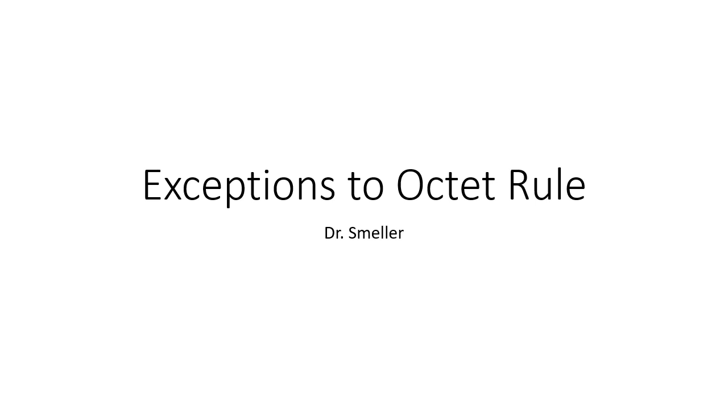All right, this is our last little lecture for Lewis structures, and it's exceptions to the octet rule. So normally we go for an octet, we want to have a full 8 electrons on every single atom in a Lewis structure, but there are some times when that is not going to be the case.